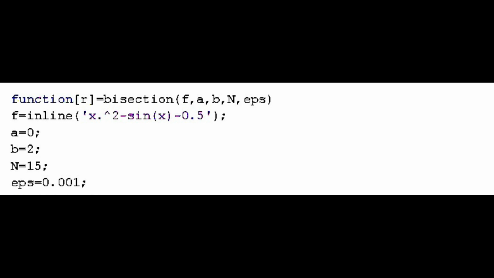So here we write the function in round brackets, comma. Your assignment question was x square minus sine of x minus 0.5. So write it as x square minus sine of x minus 0.5. Your calculations will be in radians in MATLAB too.